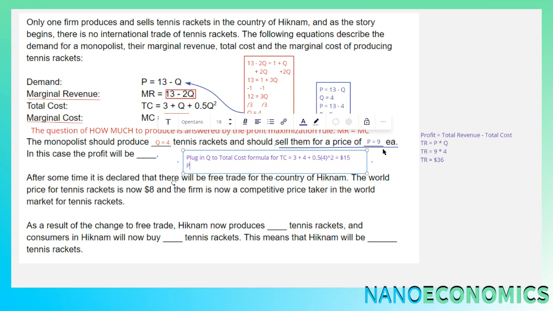And then profit. It's often represented by the symbol pi, but I've switched keyboards, so I don't have my hotkey. But profit is going to be 36 minus 15, which is $21.